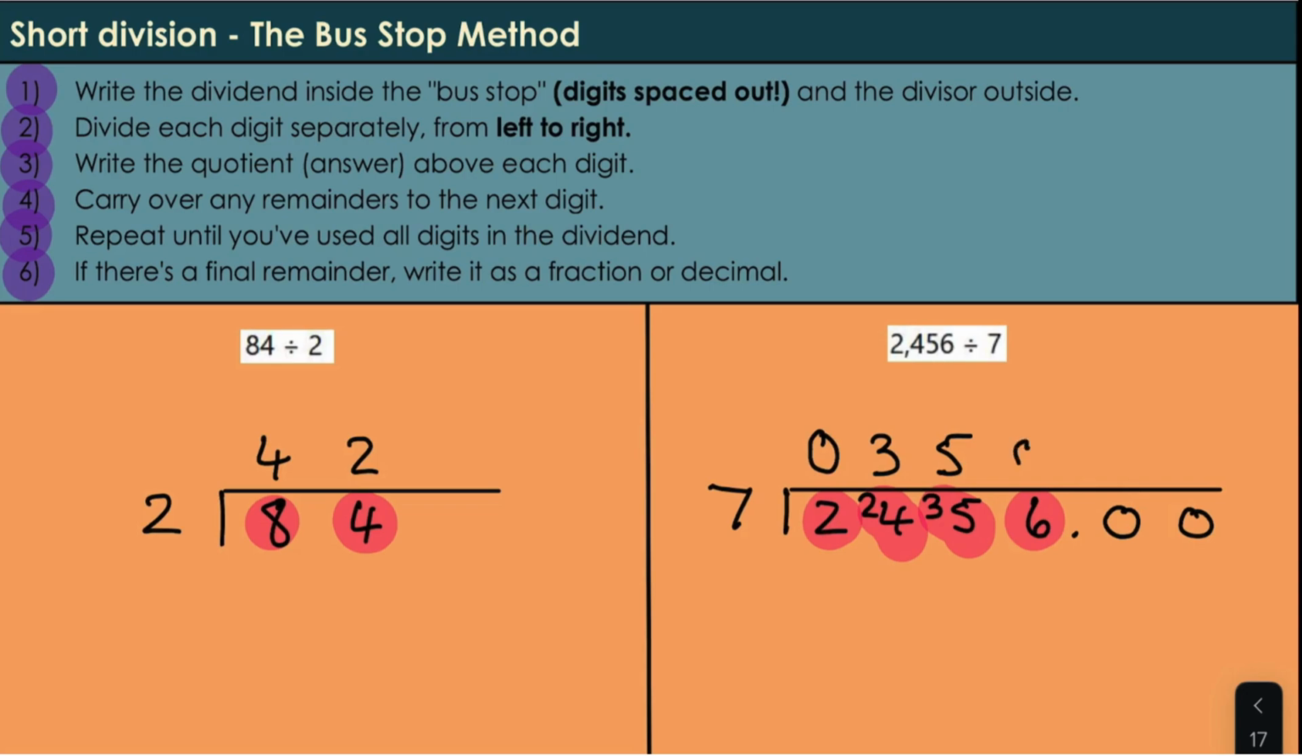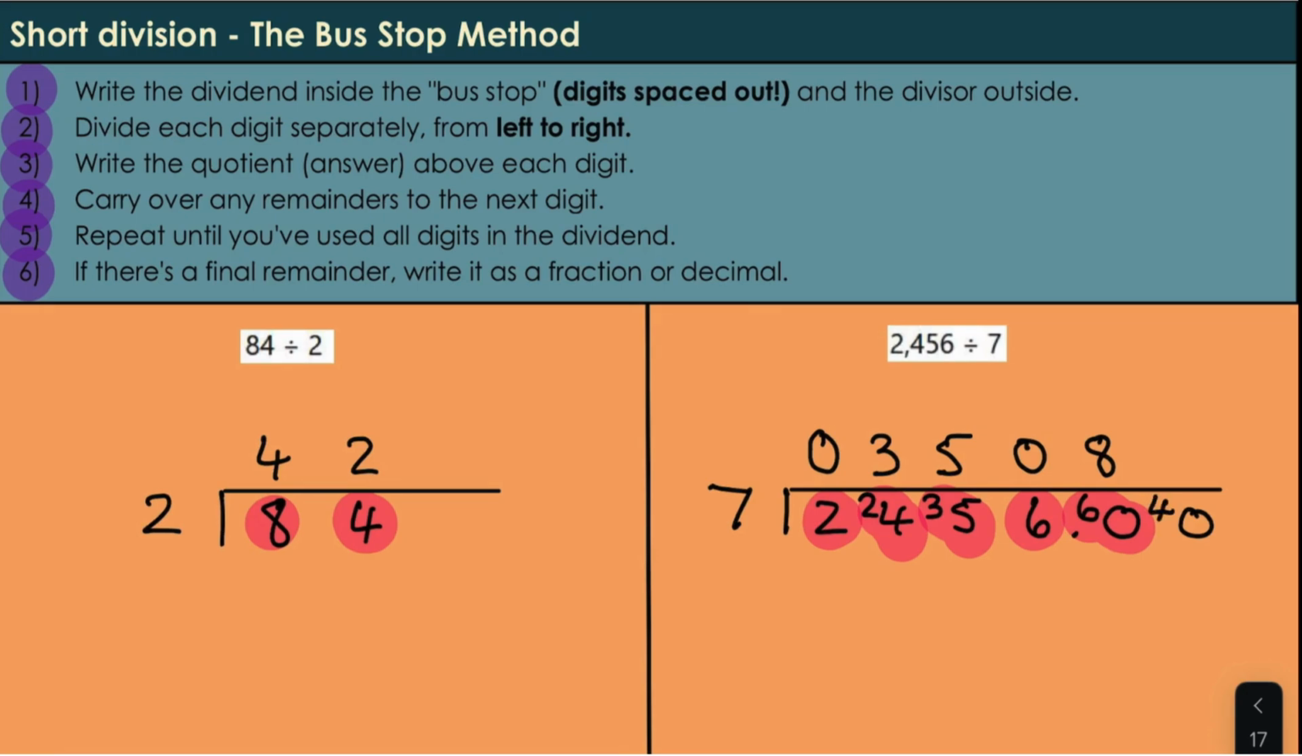How many 7s go into that 6? 0. Now 0 multiplied by 7 is 0. The remainder is 6. I carry over that 6 to the next digit. Now how many 7s go into 60? That would be 8 7s. So I put an 8. 8 multiplied by 7 is 56. 56, what do I add to 56 to get 60? 4. So I put a 4 in my next column.